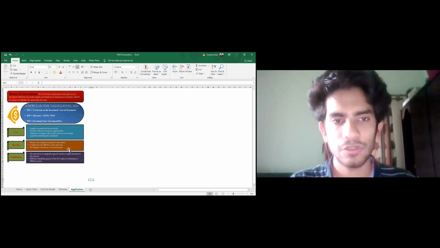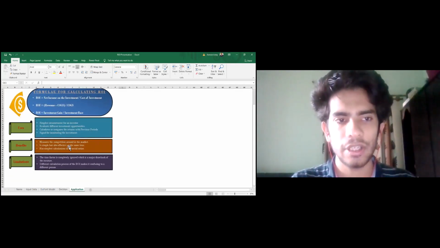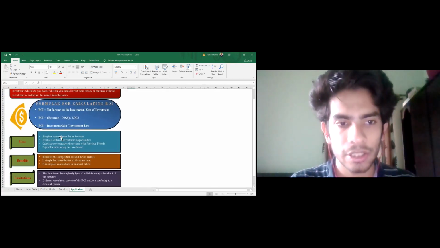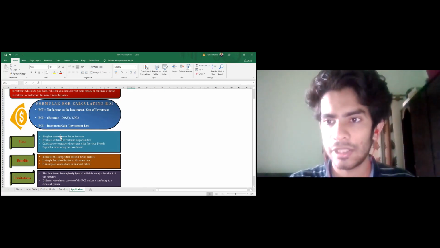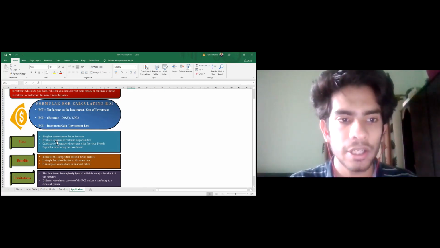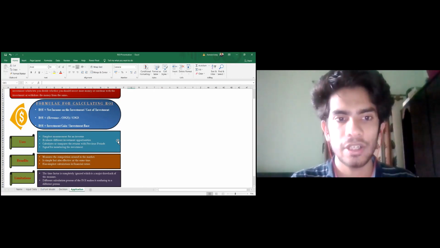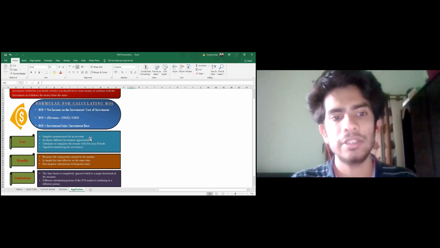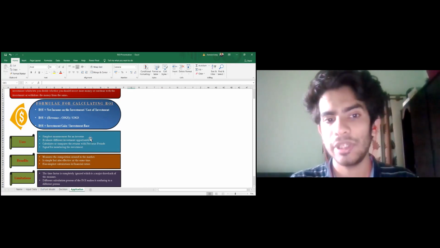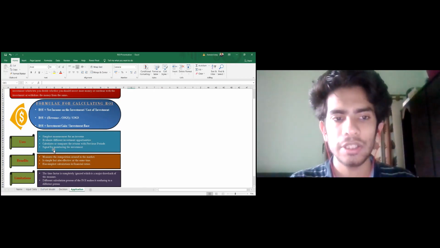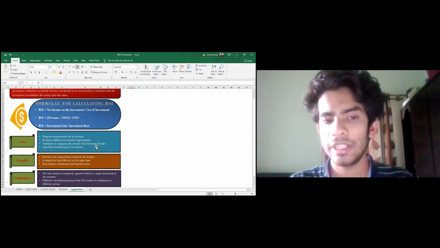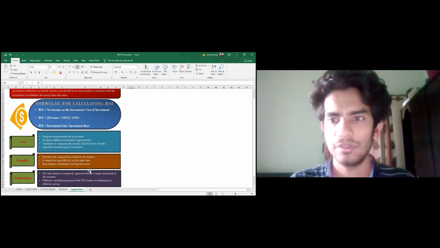So the application of ROE that I got is that it is the simplest measure for an investor to calculate the return on investment, and it can evaluate different investment opportunities. It can also calculate and compare returns with previous periods. It is a very good indicator for investment. So that's it.